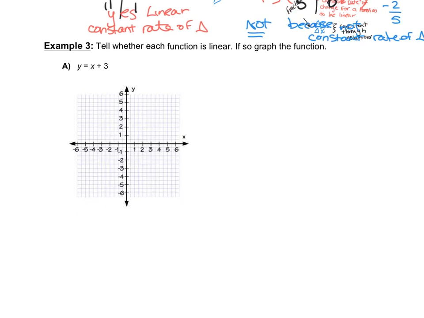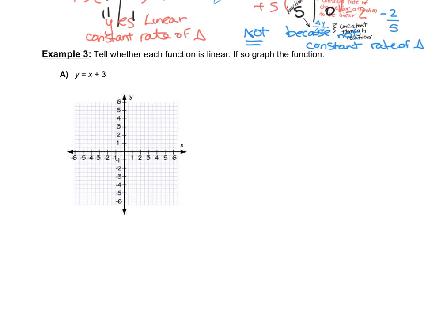All right. Tell whether each function is linear. If so, graph the function. Well, hopefully at this point you look at this and you go y equals x plus 3. Oh, if I had y equals mx plus b, the m is really 1. So yes, it's a function and it's linear. It's a linear function because it's in slope-intercept form, y equals mx plus b.